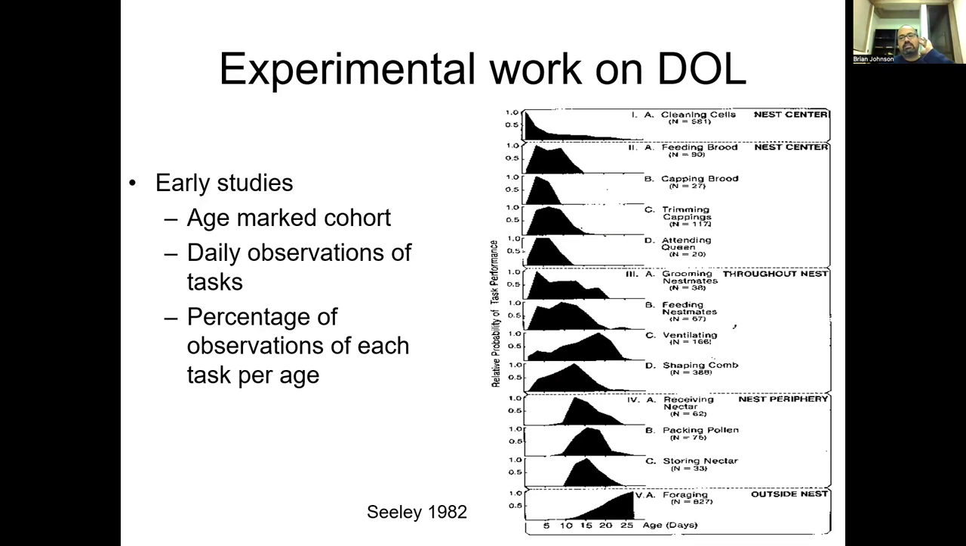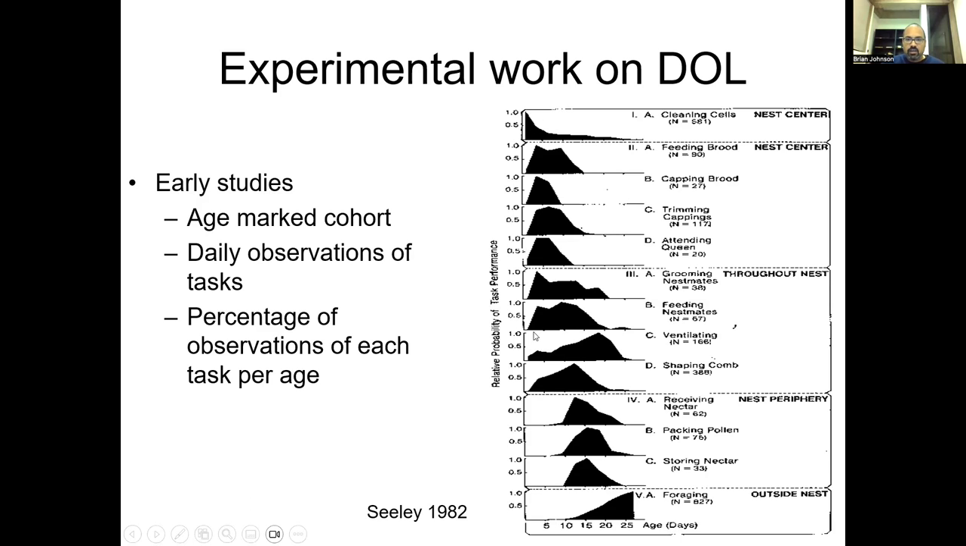And so the way this experiment worked is they get newly emerged bees, which are easy to collect, then put a paint mark on their back, and a different paint mark for different cohorts. In this case, I think there's just one cohort. So you put a paint mark on their back, you introduce them to an observation hive, and then every day you do scan sampling of the hive and you make a note of what all the bees are doing. So at every age, you get a distribution of activities.